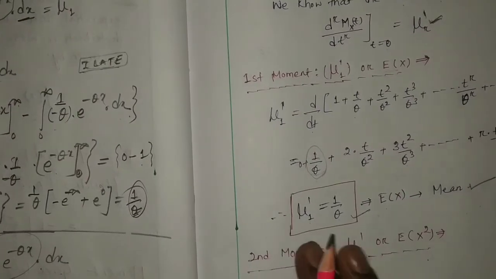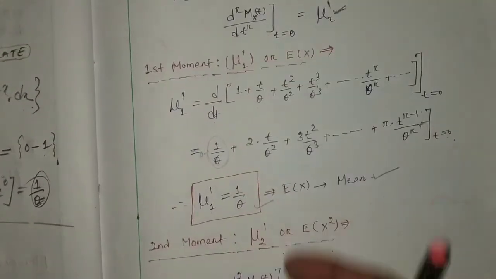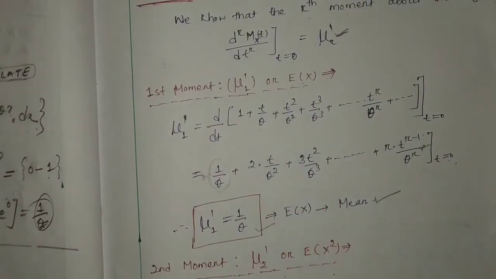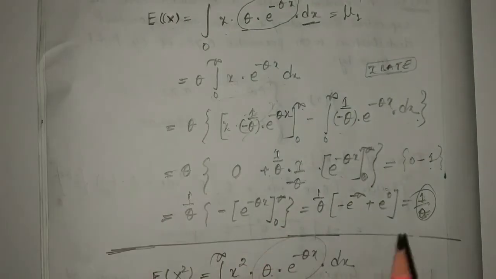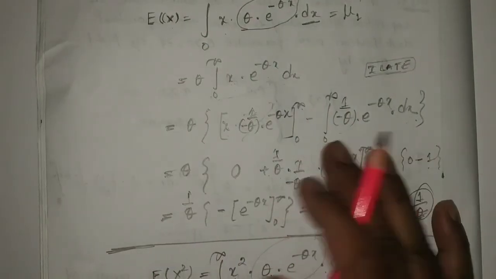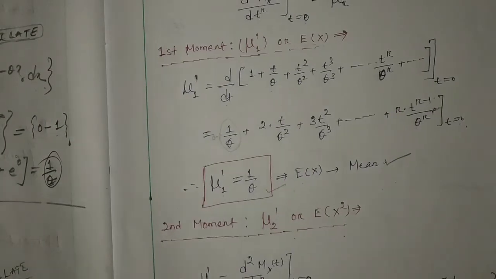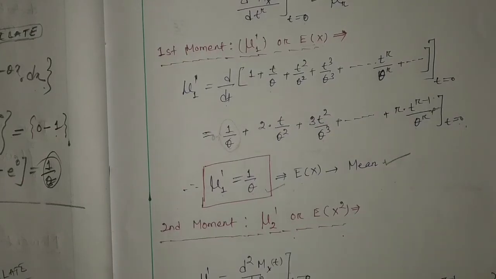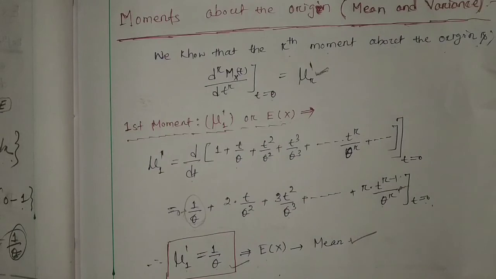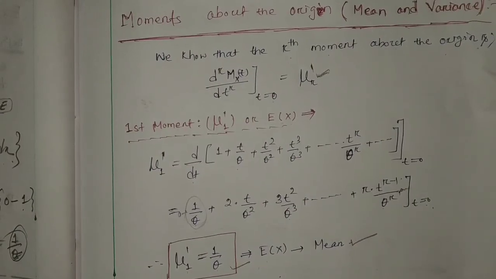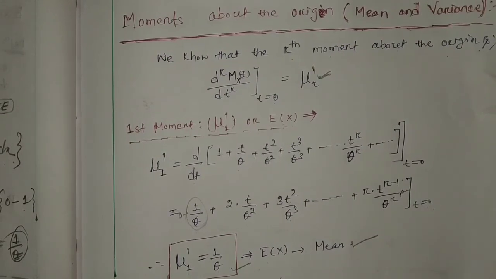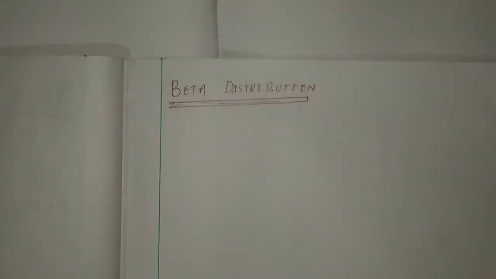So I suggest that in your note you write down in this format. Using the moment generating function you found the first moment and second moment, and do these things in your rough work for practice. Watch this video carefully and write down the notes, because notes are very essential from an exam point of view, and be ready for the next class, where we are going to discuss the beta distribution.